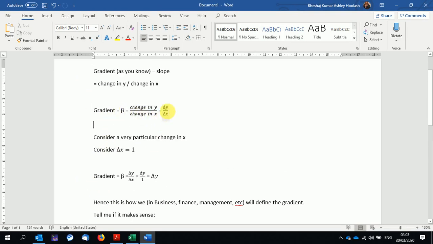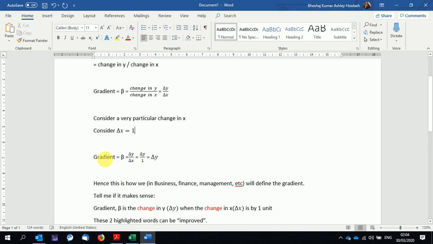Now I'm going to just play with this formula here. To explain gradient, I'll look at a specific denominator. Remember, gradient is change in y divided by change in x. I'll look at a very specific denominator, that is when the denominator is 1, the change in x is 1. What happens to our formula? It will be as such. Can you see change in x is 1? I will get this formula.